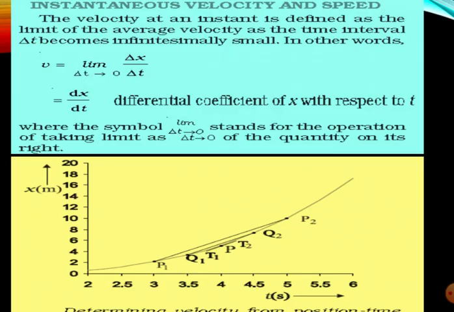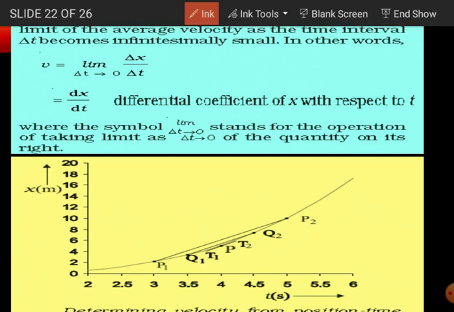Now let's go to instantaneous velocity and instantaneous speed. I'm repeating again for the sake of your understanding. As I told you, instantaneous speed means the speed of a moving object at that particular instant. So we know that dx by dt will give you the speed.